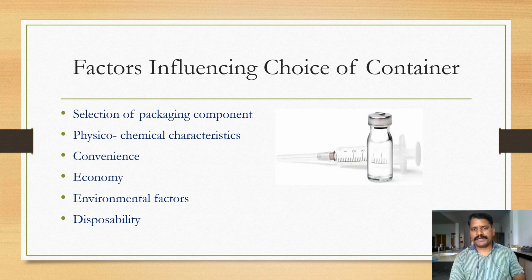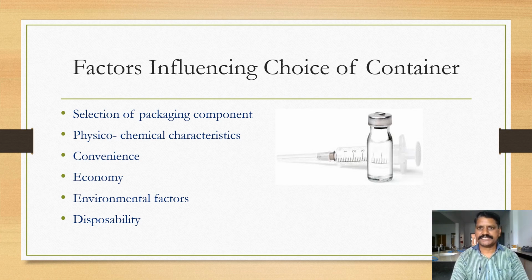Second is physicochemical characteristics. There are many physical and chemical properties of the drug and other added excipients that may influence the choice of container. How? Say, solubility of a drug, crystalline nature of a drug, polymorphism of a drug, pH of a drug, pH partition coefficient of a drug substance, color, odor. So these are some physicochemical characteristics of the drug definitely affecting the choice of container.